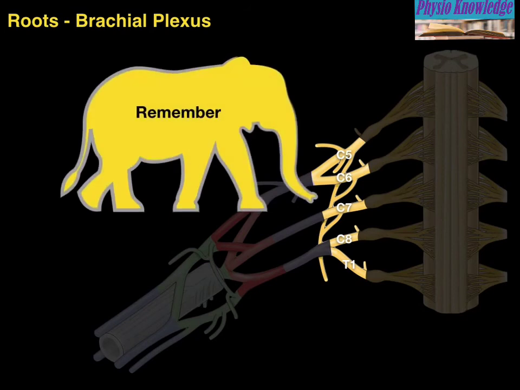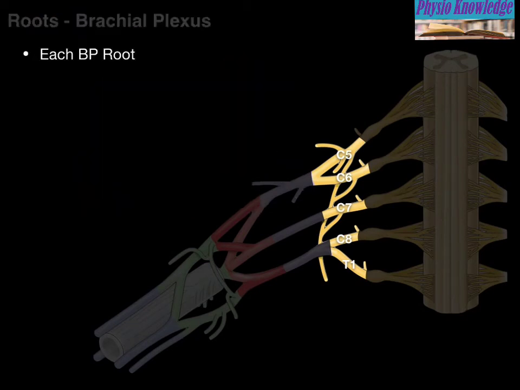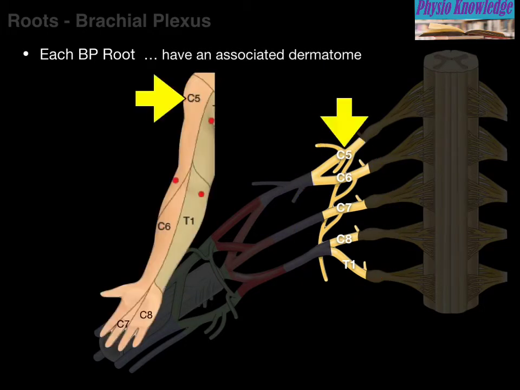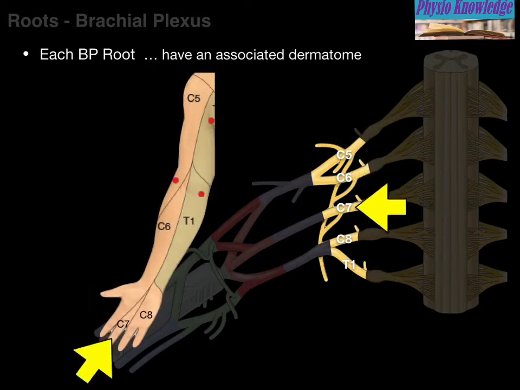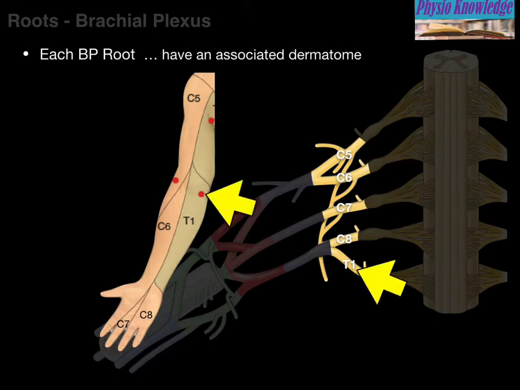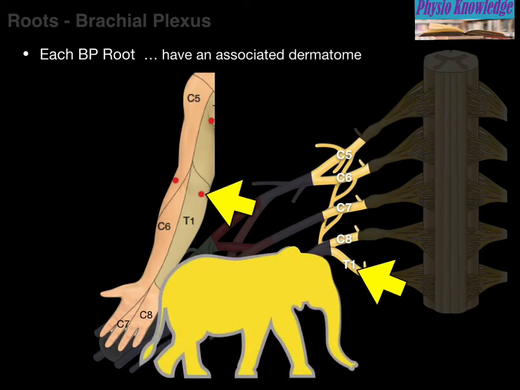Okay, so a couple of things about the roots to remember. First is that each brachial plexus root has an associated dermatome, and a dermatome is an area of skin innervated by a specific spinal nerve level. And so there are our dermatomes. So the C5 root with the C5 dermatome, C6 root, C6 dermatome, C7 root, C7 dermatome, C8 root, C8 dermatome, T1 root, T1 dermatome. The thing to remember is this: sensory neurons in each upper limb dermatome course to an associated brachial plexus root.